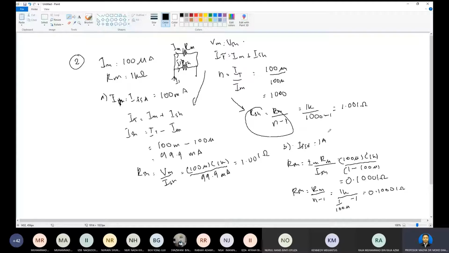All right, so the answer will be correct. The answer for A is 1.001 ohms, and for B it is 0.10001 ohms. That is for question number 2.